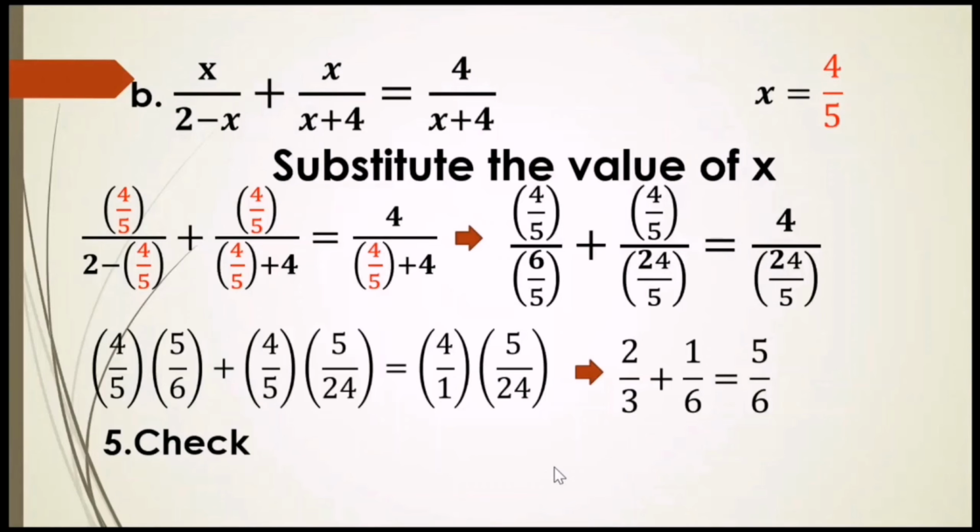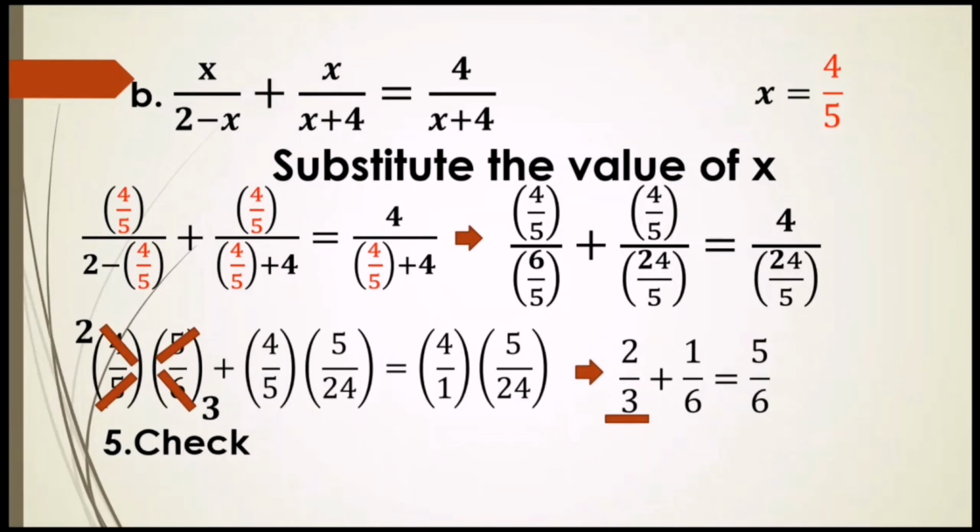And then now, solve the first term, which is 4 over 5 times 5 over 6. We can cancel out 5, and then we can cancel out 4 and 6. So 4 becomes 2 since they are divisible by 2, and then 6 is divisible by 2, therefore the answer is 3. That's why we have 2 over 3.